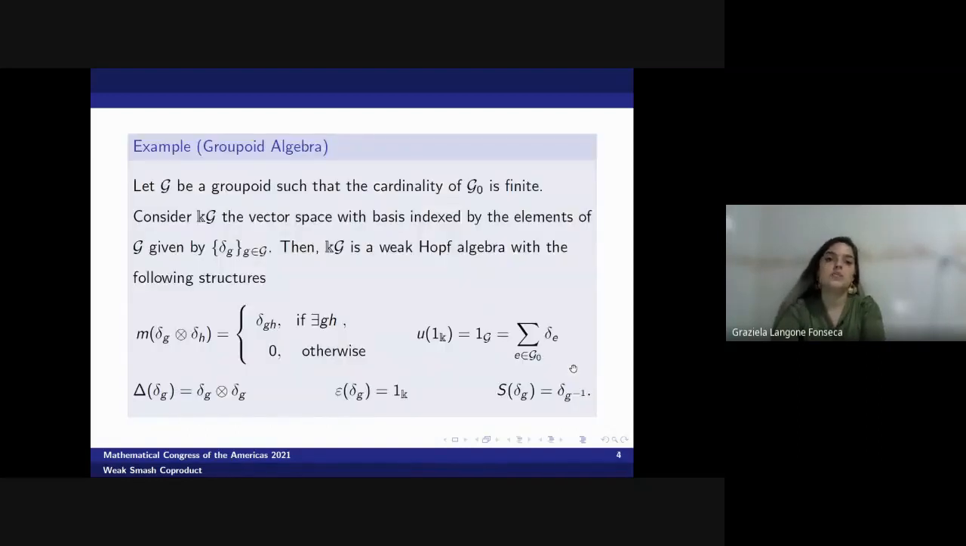A known example of Weak-Hopf algebras is the groupoid algebra. Let G be a groupoid such that the cardinality of the identities is finite, and consider KG the vector space with basis indexed by the elements of G. Then KG is a Weak-Hopf algebra with this structure. Here is the multiplication, the unit, the comultiplication, the counit, and the antipode.